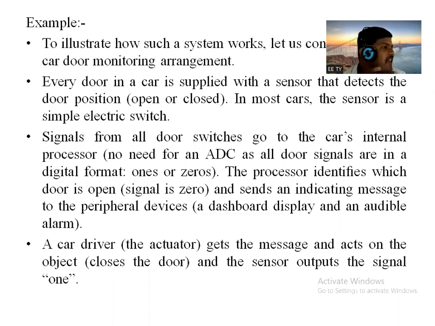If the signal obtained from that is 0, then follow another path, like a message goes to the display unit, or a message goes to the peripheral device like an alarm, or it may be some indication, and at the same time the signal or the actuator which is acting on that object will act on that object and close that condition. Like that it will work.